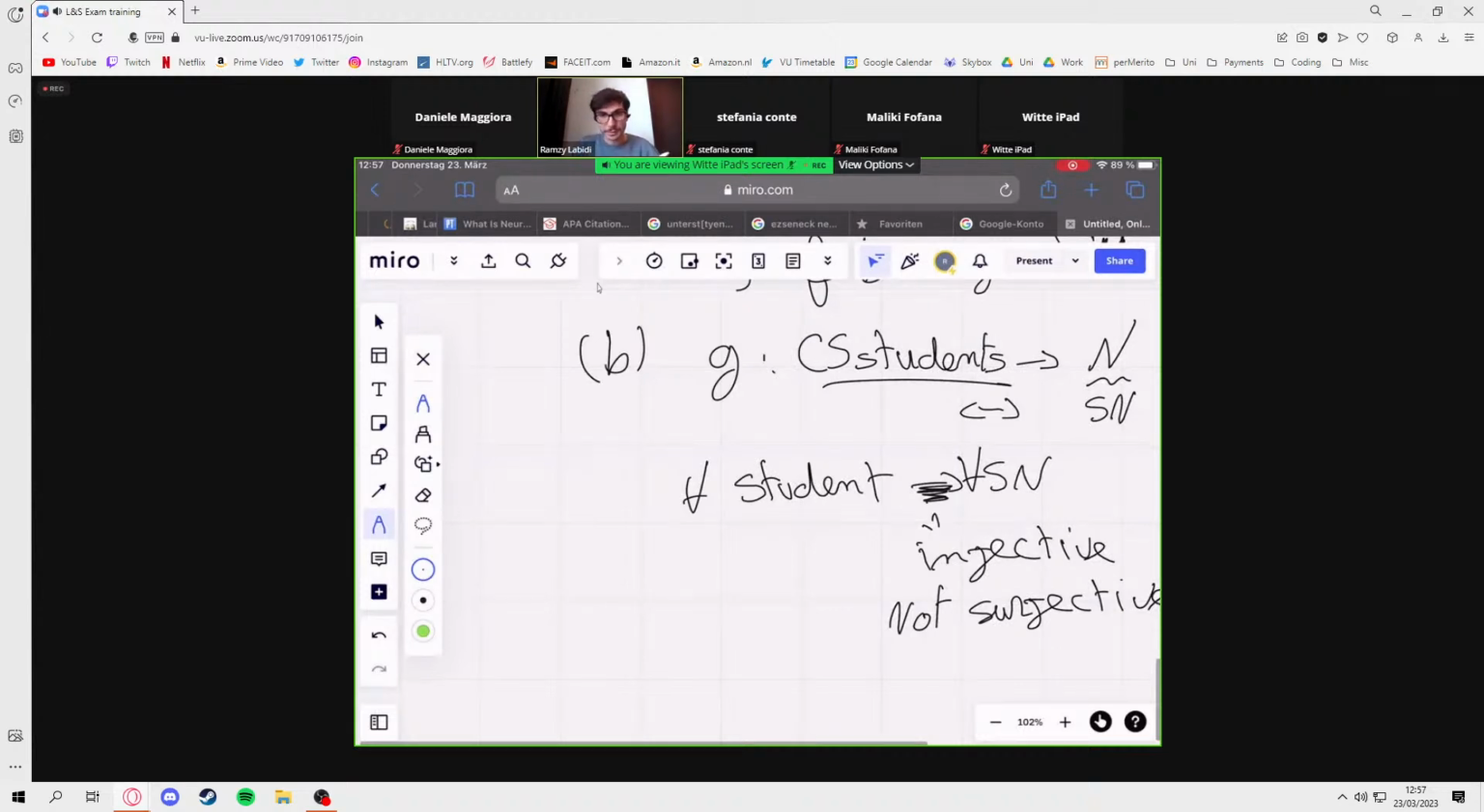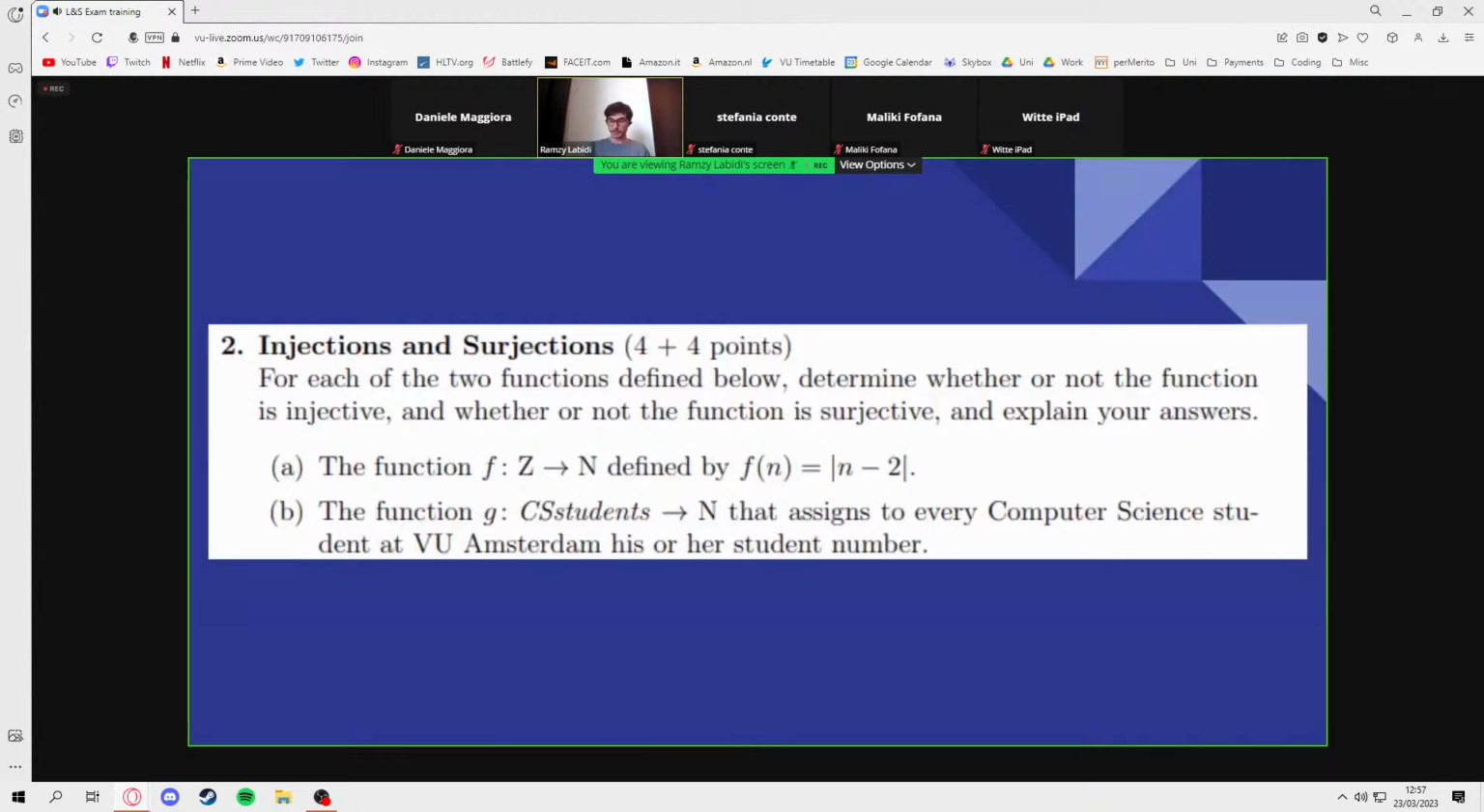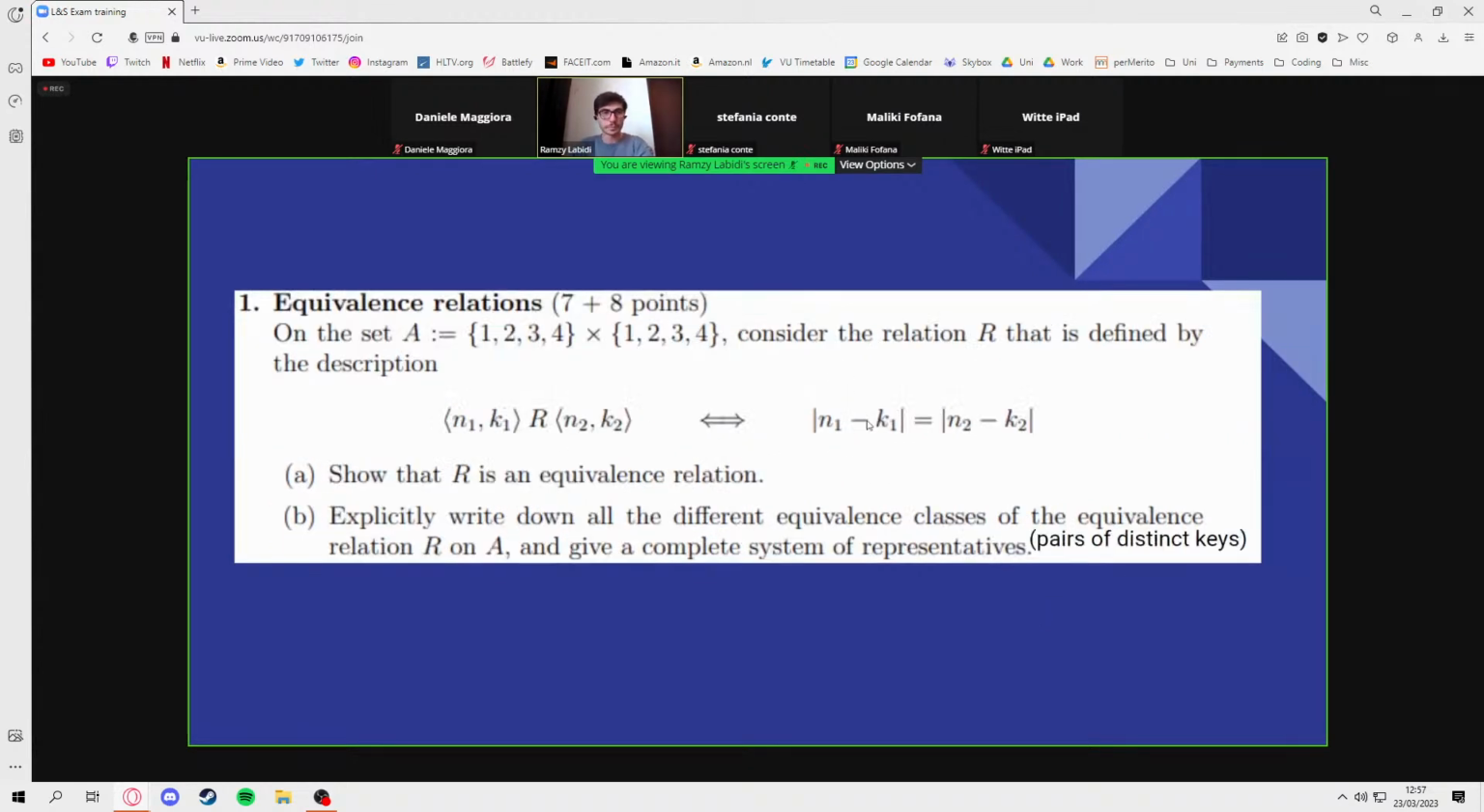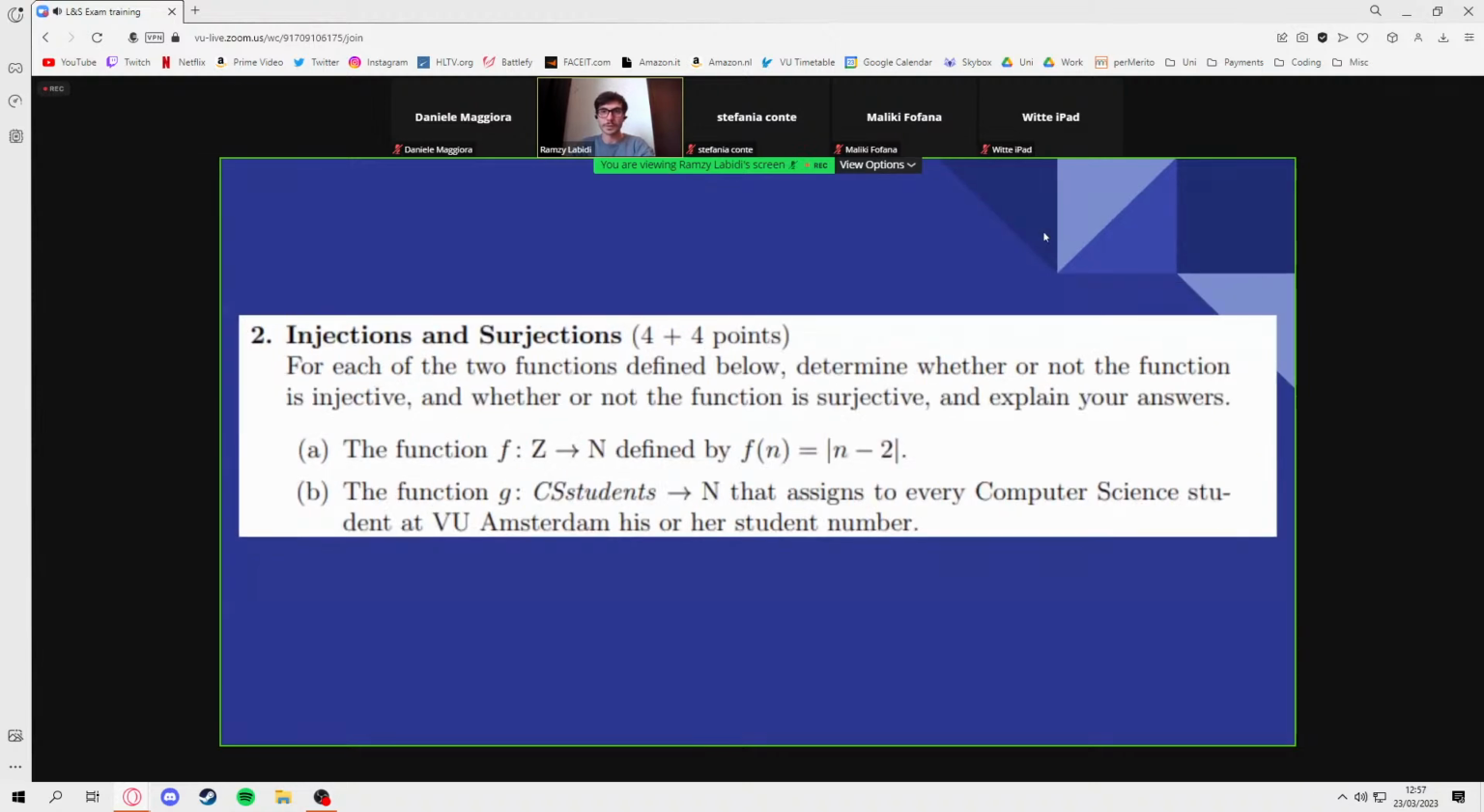If it was grades, then it would be non-injective. All right. So let's go back to the slide. And I hope that was helpful and helped you understand a bit more about injections and surjections.